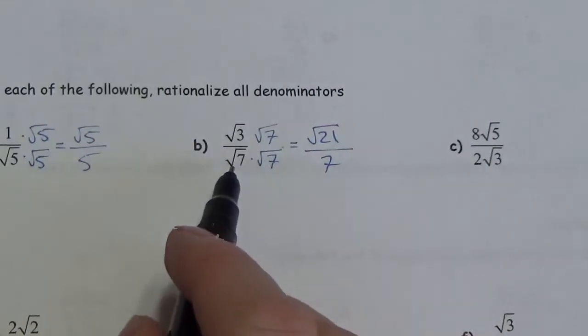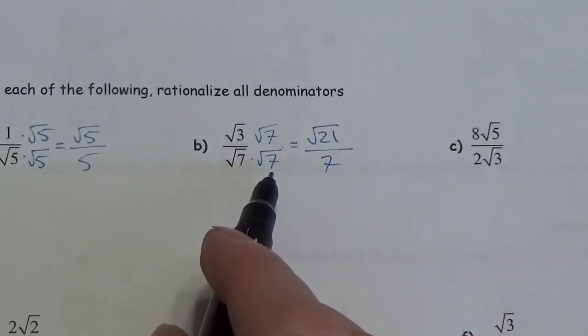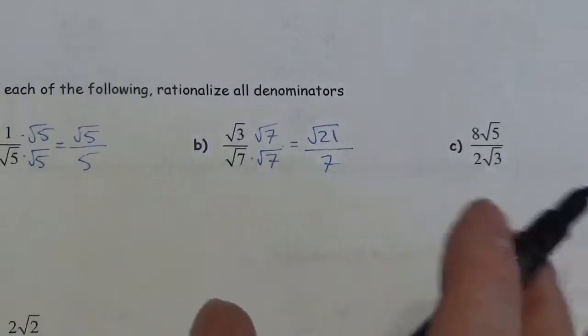Okay, or you could think of it as root 49, but the square root of 49 is just 7. So either way, I'm going to get to 7.